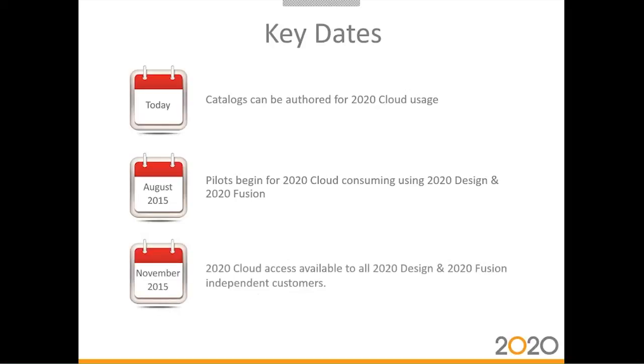This is just a roadmap of where we are with 2020 Cloud. So obviously today the catalogues can be authored by the manufacturers. We were running pilots from last year, from August 2015, and as of November 2015, the cloud access was available to all 2020 users on 2020 version 4.